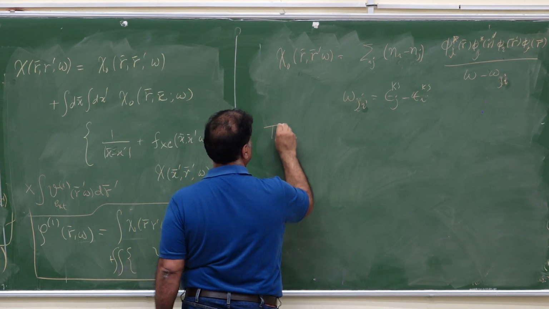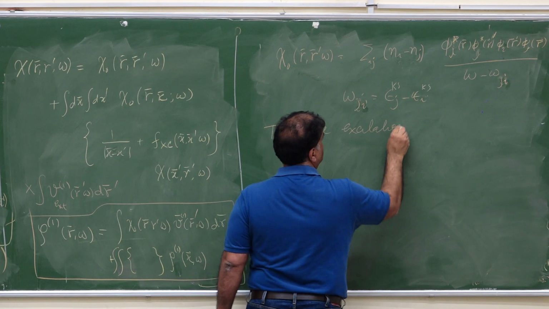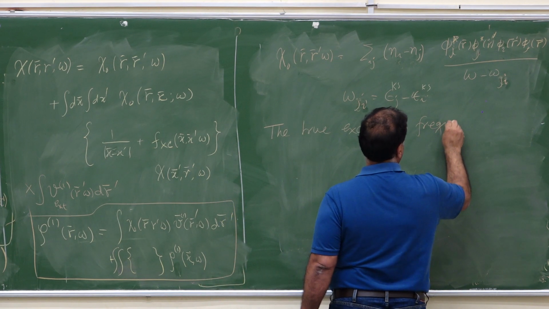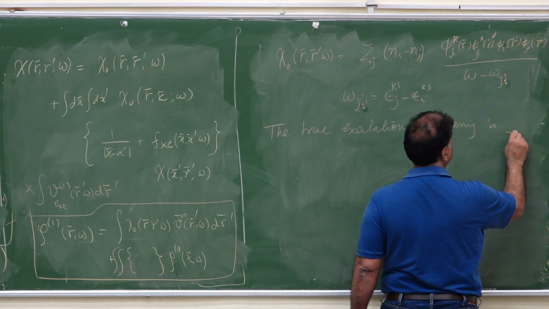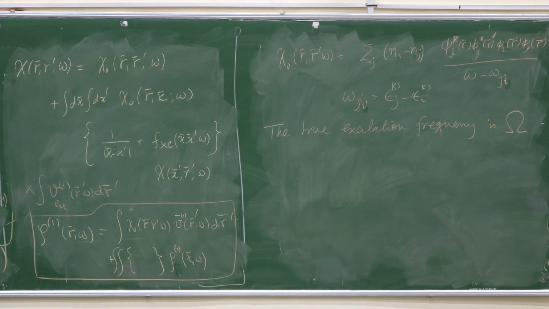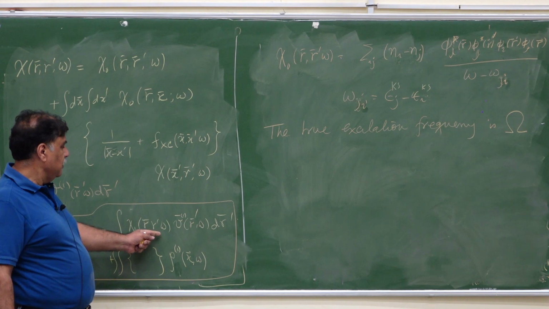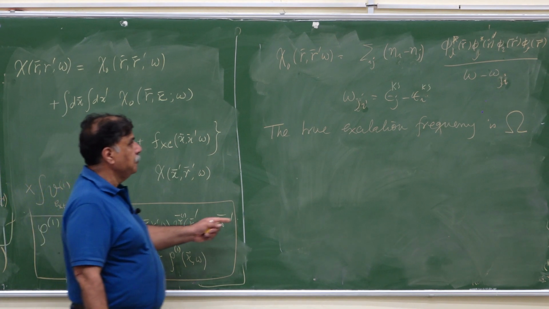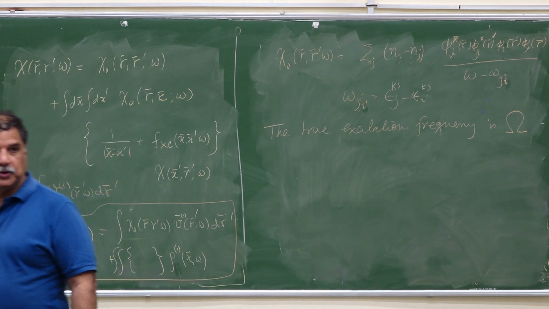The true excitation frequency is, let's say, some omega. If the true excitation frequency is capital omega, rho 1 should become singular or infinite at capital omega, whereas chi naught becomes singular at omega ij. So now the idea is to solve this equation somehow and get capital omega out.